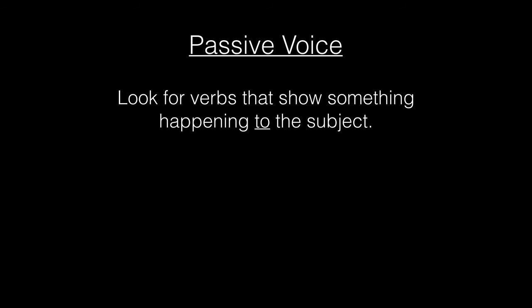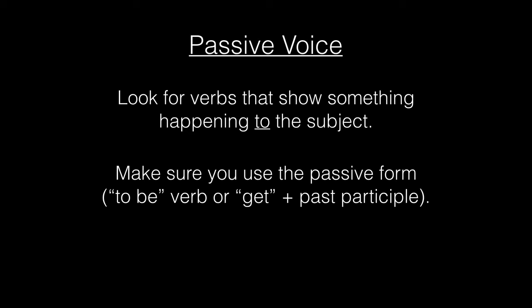So that brings us to our index card. You can write "passive voice" at the top if you're writing this down. And you want to look for verbs that show something happening to the subject. And then make sure you use the passive form, which is a to be verb or get or got plus the past participle. And then on the back side, you can write some examples.